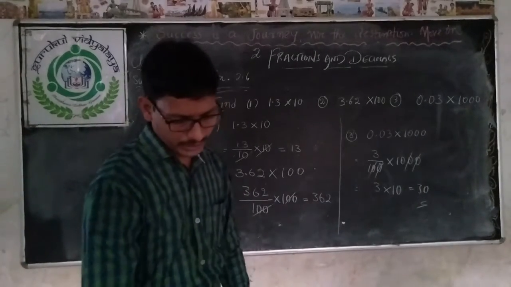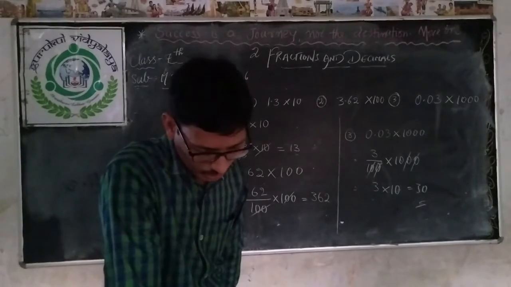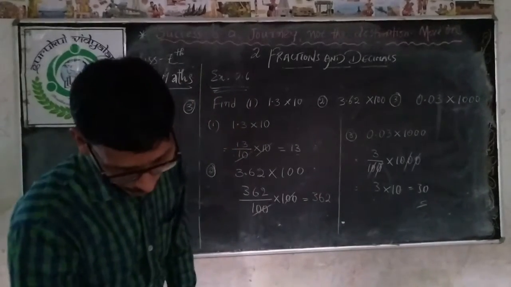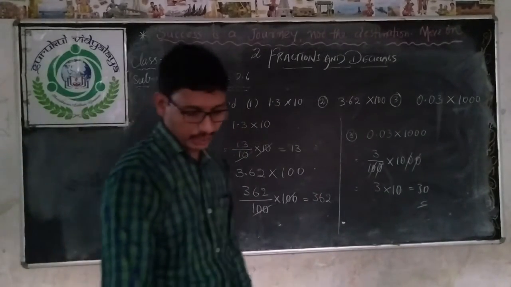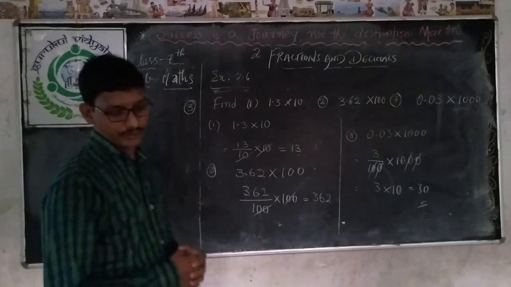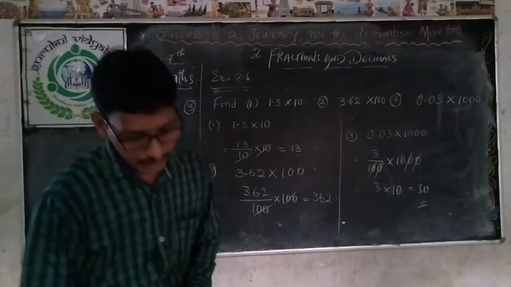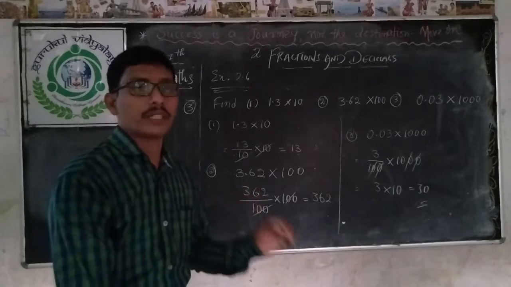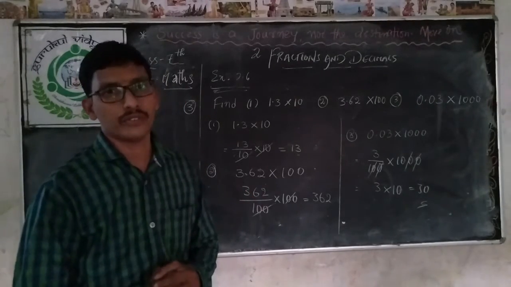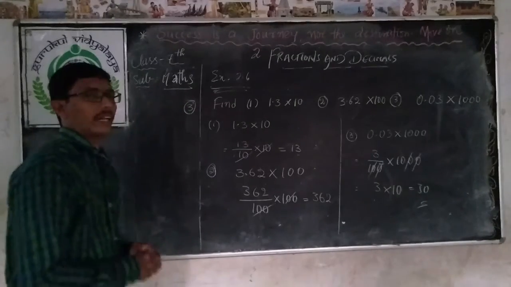Fourth problem. A two-wheeler covers a distance of 55.3 kilometers on 1 liter of petrol. How much distance will it cover in 10 liters of petrol? Children, did you understand? A two-wheeler covered 55.3 kilometers with how much fuel? Only 1 liter of petrol. How much distance will it cover with 10 liters of petrol?